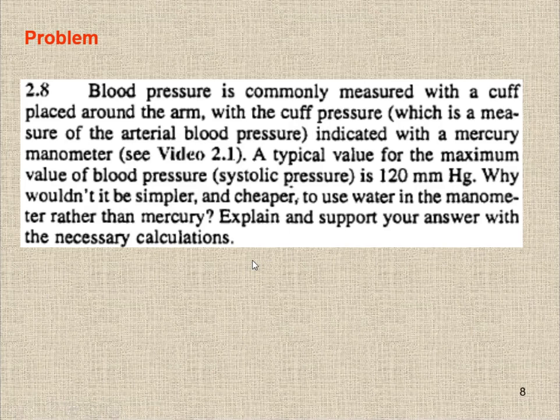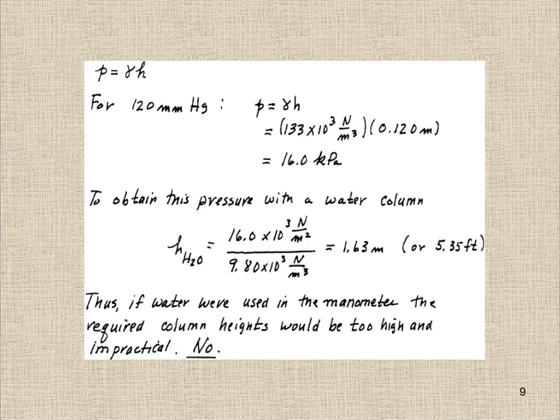So why don't we use water instead of mercury? That we have to explain. So let's see how we can do that. Previously we have derived the equation P equals rho g h, or P equals gamma h, where h is the height of the column.